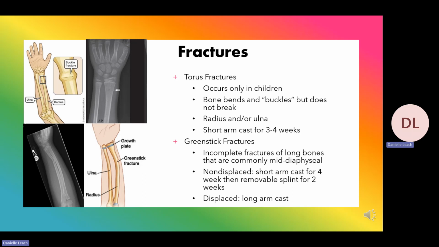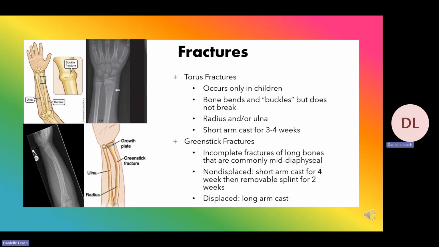Greenstick fractures you may or may not have learned about already, but adults can get these sort of fractures also. This one's an incomplete fracture of a long bone, commonly in the mid shaft of the bone. So not on the ends of the bone, but in the shaft or the mid diaphyseal area. If it's non-displaced, meaning that it's still aligned, then they can just have a short arm cast for about 4 weeks and then a splint for about 2 weeks.